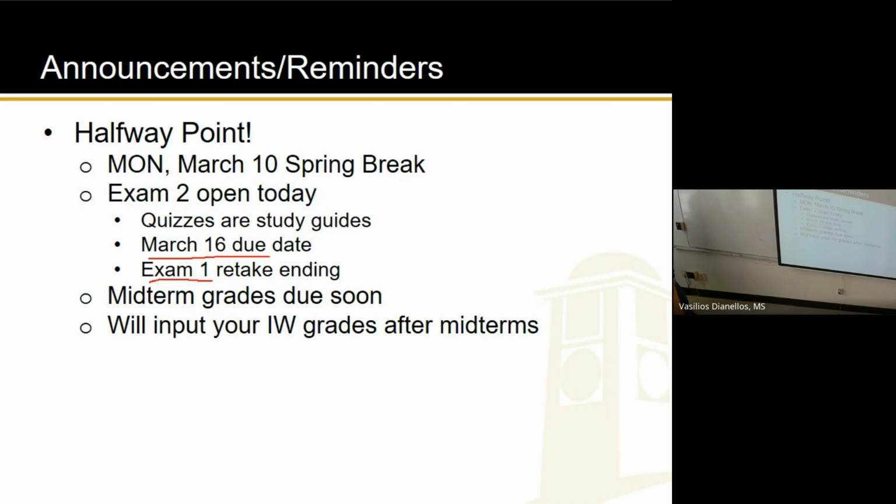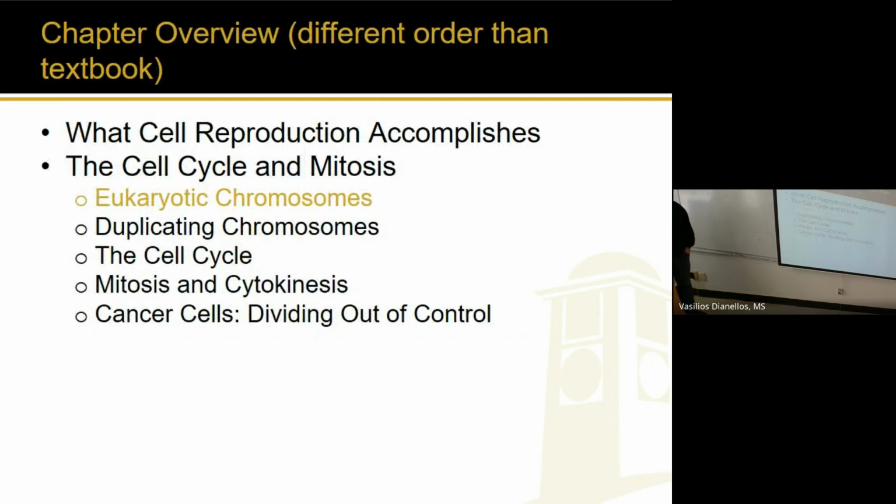All right, let's move forward. We're also done with the first main bullet point of what cell reproduction accomplishes. Now we're going to move on to the second main bullet point, which is all about the cell cycle and mitosis. So we're really going to dig in here now.